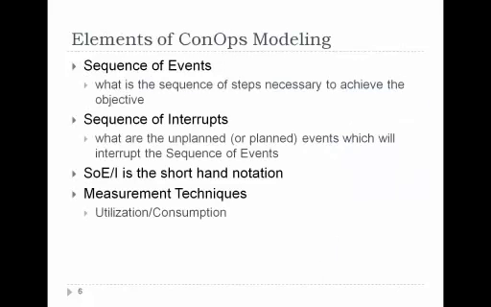Looking at some of the major elements of concept of operations modeling, sequence of events. In a sequence of events, you have basically the necessary sequence of events to achieve the objective. What are the steps that have to happen to ensure that the objective is made? There's a sequence of interrupts. What are the unplanned or planned events which will interrupt the sequence of events?